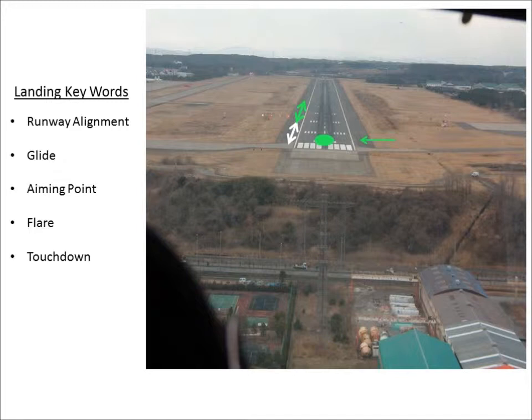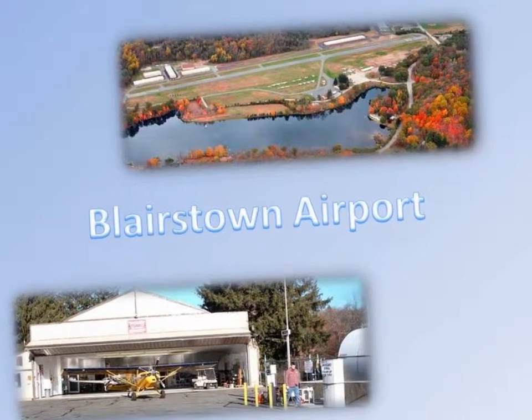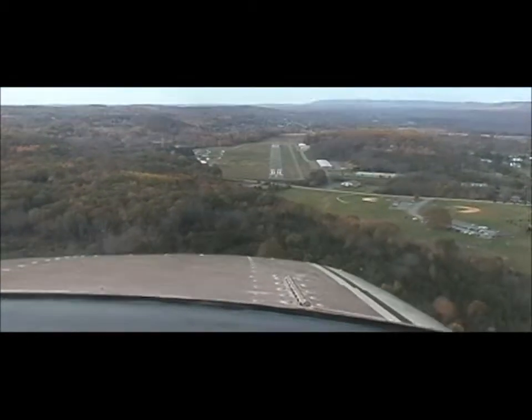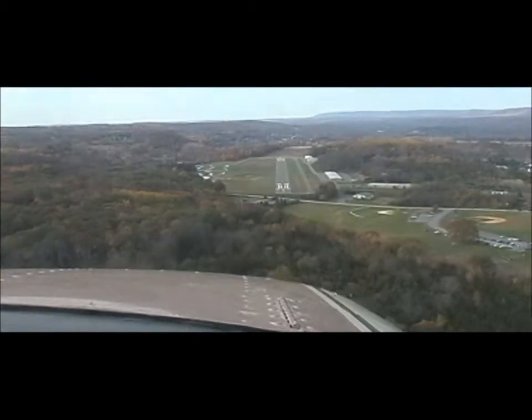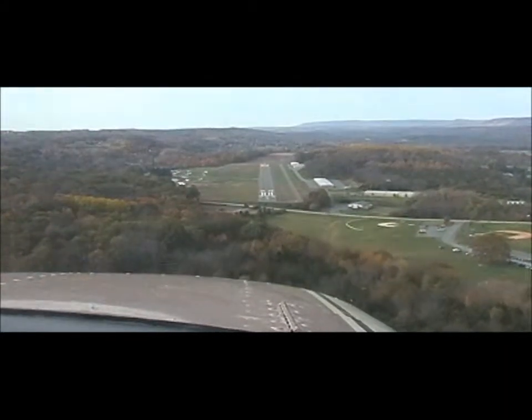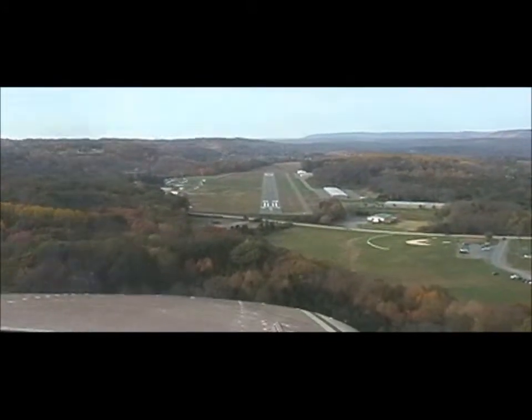Now let's look at two normal landings, first at Blairstown, New Jersey, and then at East Stroudsburg, Pennsylvania. Here we are, completing the base to final turn at Blairstown Airport. At this point, the extended center line of the runway will be aligned with the longitudinal axis of the aircraft. I now have a glide established with a constant descent rate. I have selected the aiming point of the hash marks at the approach end of the runway.